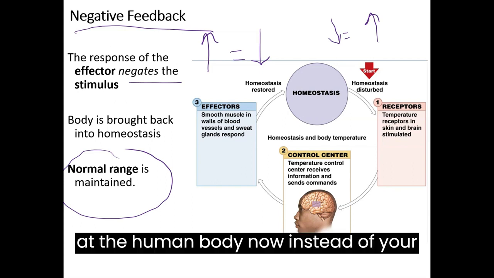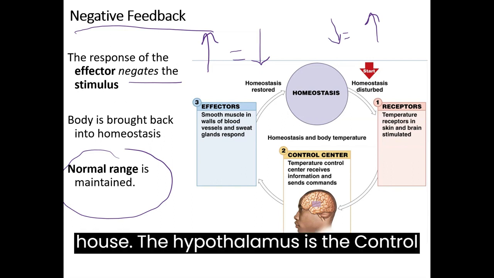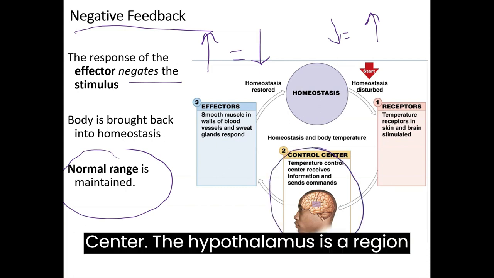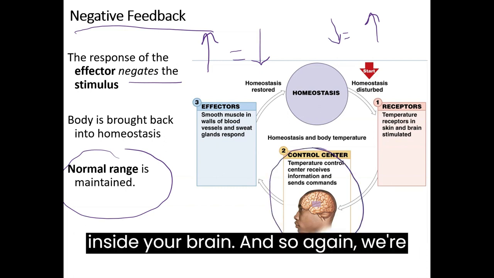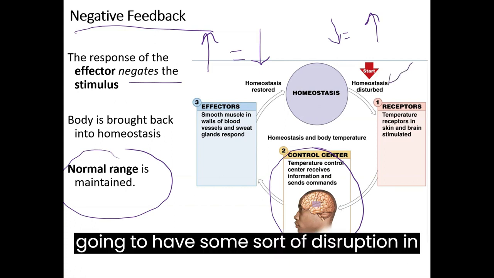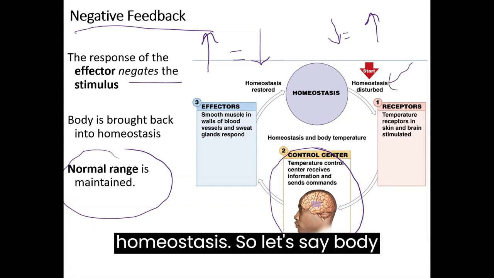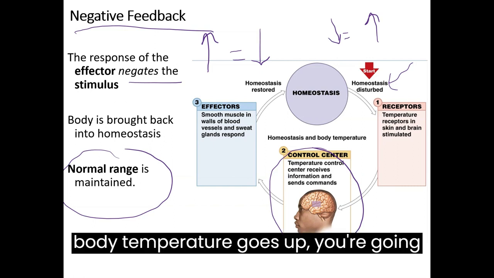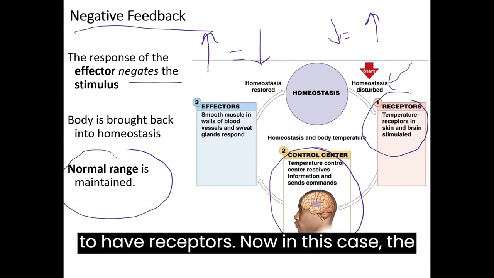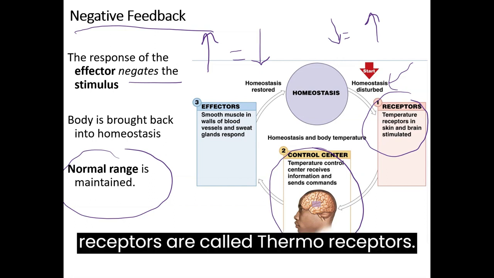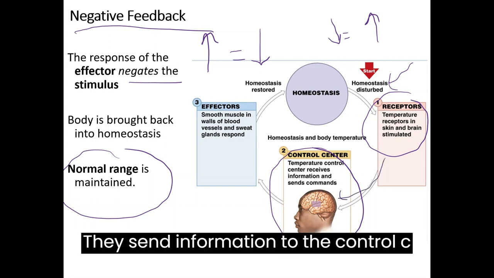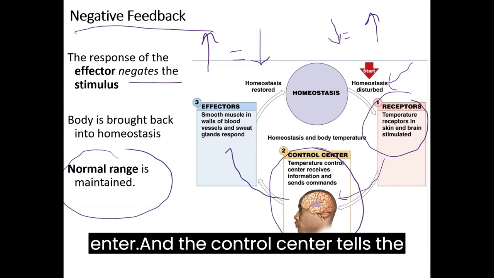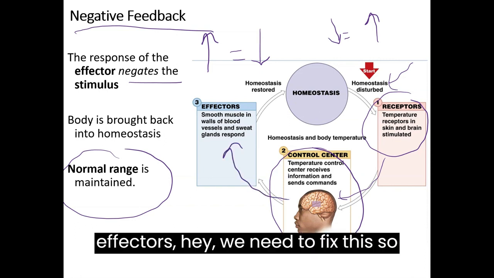So we look at the human body now, instead of your house, the hypothalamus is the control center. The hypothalamus is a region inside your brain. And so again, we're going to have some sort of disruption in homeostasis. So let's say body temperature goes up. Well, when your body temperature goes up, you're going to have receptors. Now, in this case, the receptors are called thermoreceptors. They send information to the control center, and the control center tells the effectors, hey, we need to fix this.